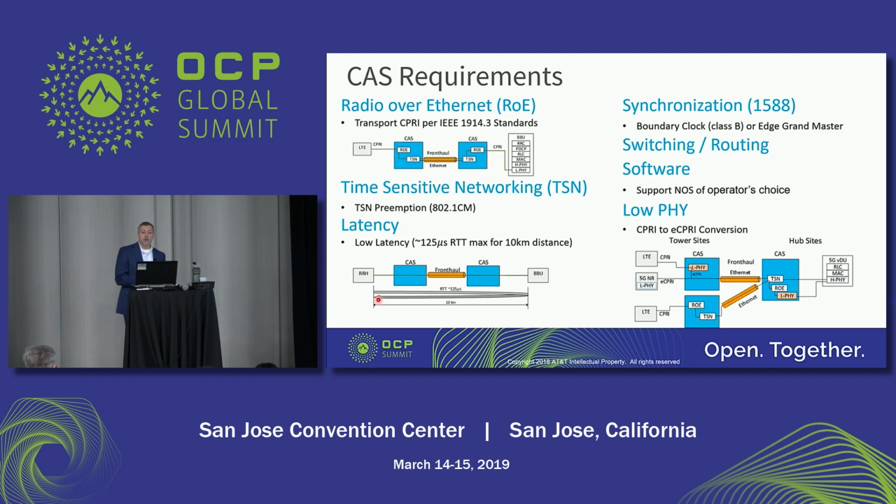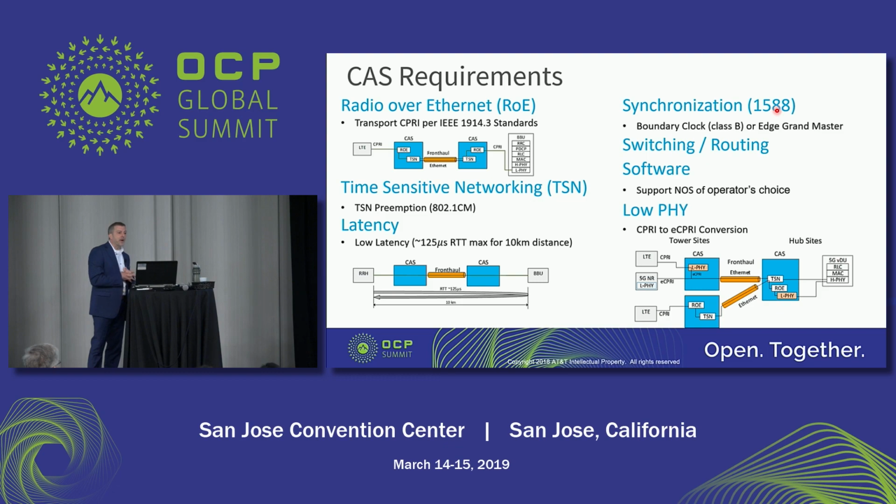Next major requirement is 1588 synchronization. We'll talk, on the next slide, about multiple form factors and deployment locations for the CAS. Depending on where this CAS is deployed, whether it's deployed at the tower, we will be looking for a boundary clock requirement. If it's deployed at the hub location, then it's an EDGE Grandmaster requirement.